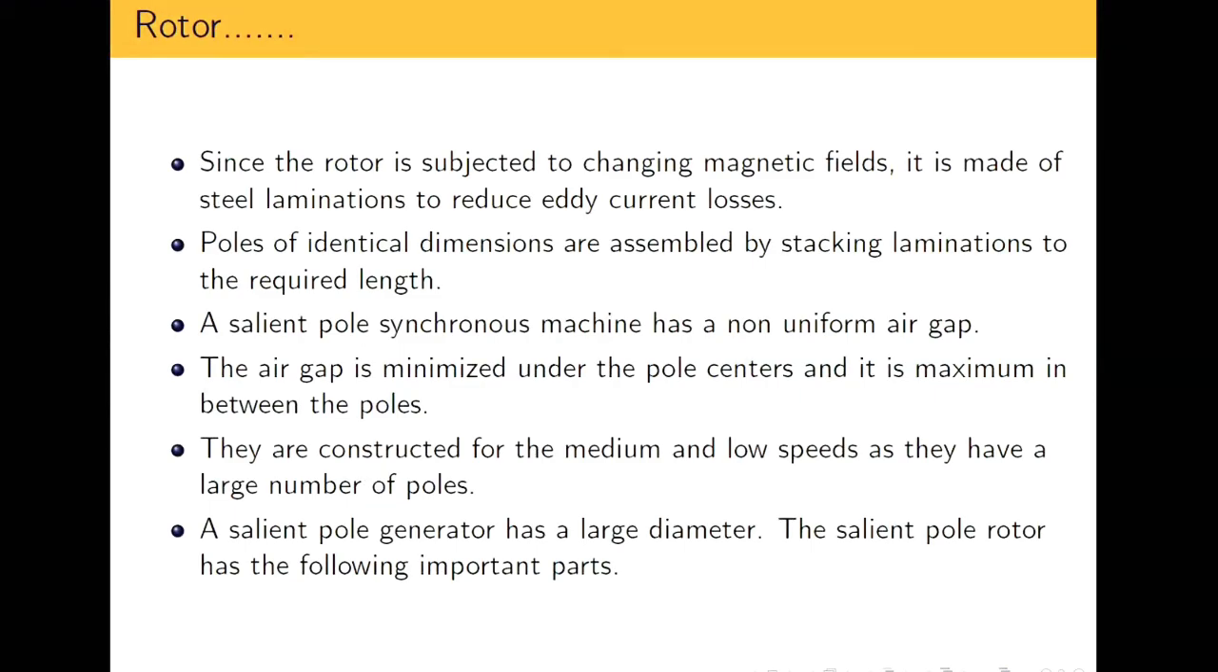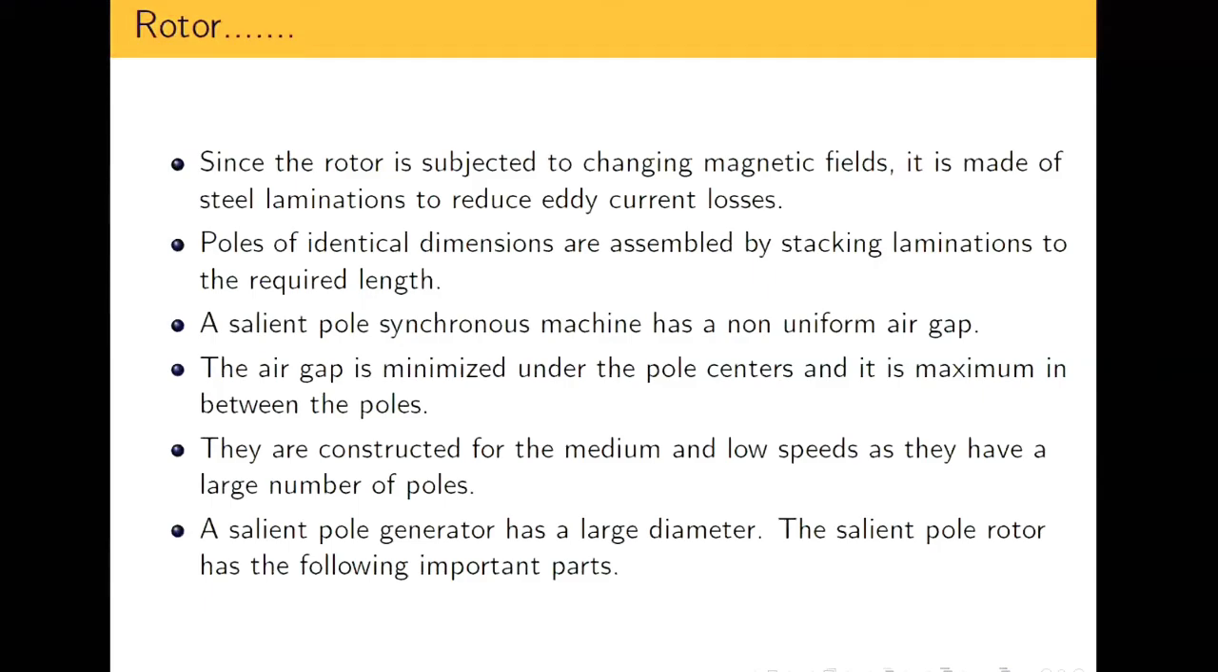We understand that in order to reduce the air gap, we should use more number of poles. When the number of poles increases, then obviously the speeds reduces. Right, hence they can be used for low speeds and medium speeds, around 100 to 400 rpm we can see. And since they are low speeds, there is one more thing, that the size of the machine can be made large.